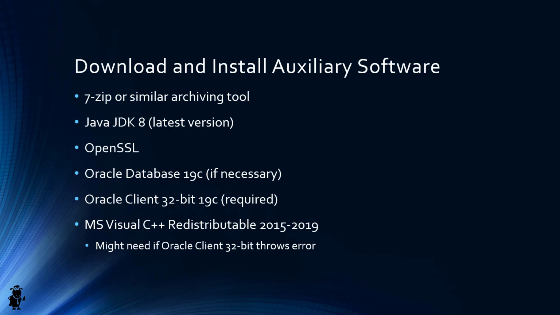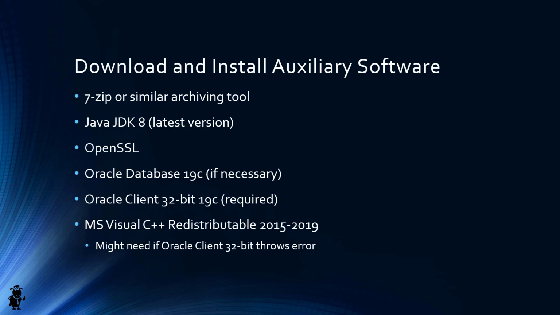and we'll download and install some auxiliary software. Not all of it you might need in your situation, but you might find yourself in need of a zip utility, so we will use 7-zip here. If you want to run the script for the self-signed certificate, you will need JDK and OpenSSL, so we demonstrate how to download and install that.